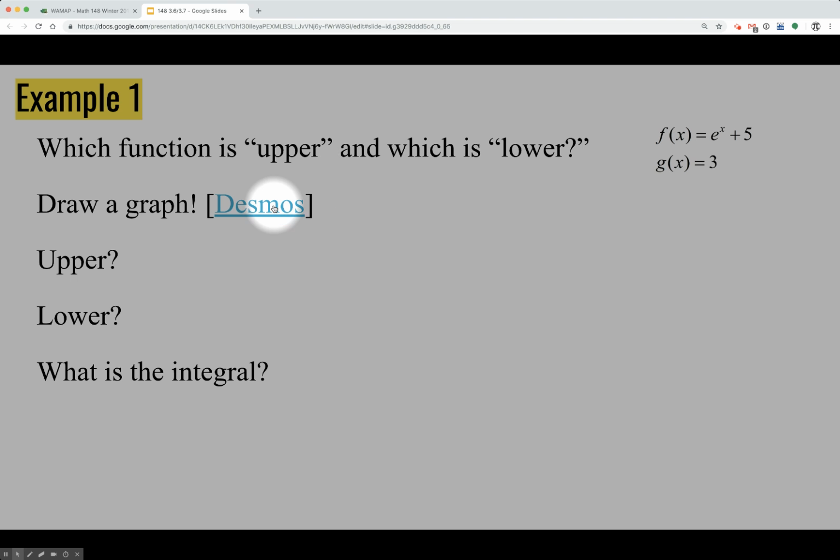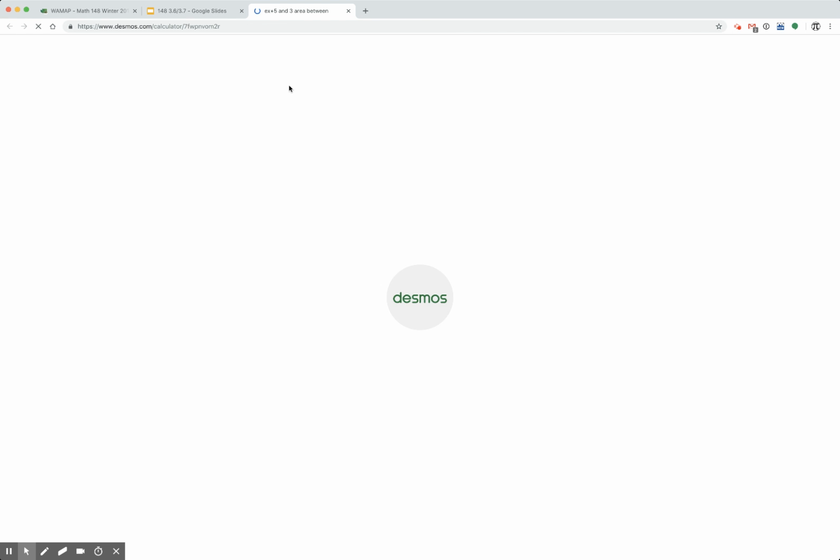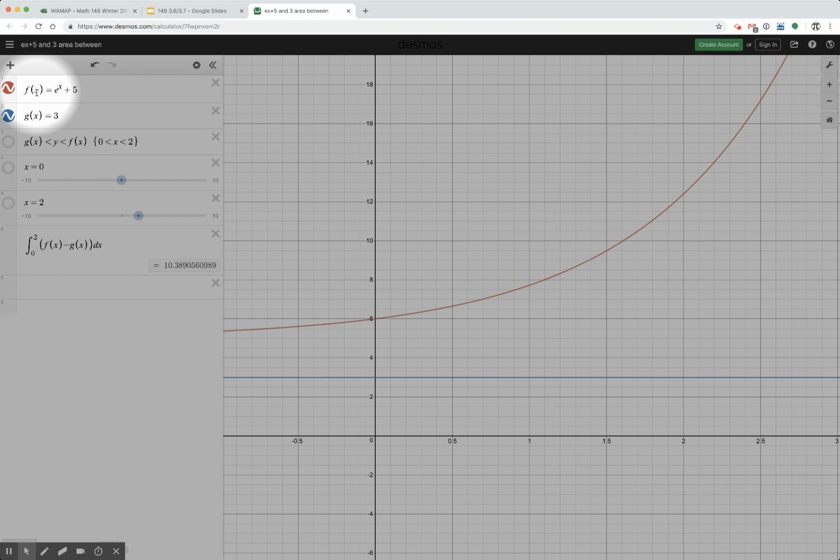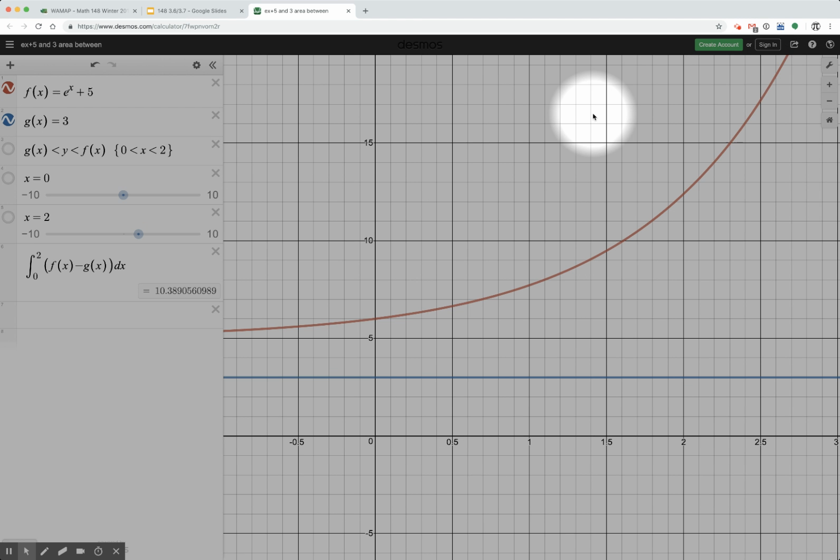So if you were to draw a graph of this, let's turn off the shading for a moment. You can see here that in red, f of x is equal to the e to the x plus 5 function. That's this function here that's in red. It's an exponential function. Let's turn on projector mode so it's a little easier to see. And then g of x equals 3 is the lower function. And we're going to be finding the area between x equals 0 and x equals 2.